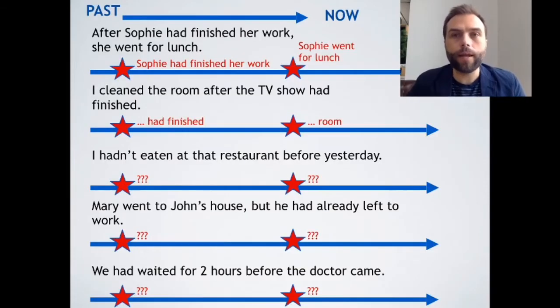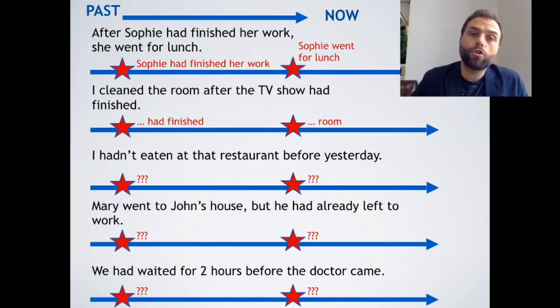Okay. Now, we've got a little bit more about timelines here because timelines are quite useful for tenses. So you can see this blue arrow going from the past to now. Okay, now is actually beyond the red triangle at the end of the arrow. Okay, so the first example, after Sophie had finished her work, she went for lunch. Sophie went for lunch happened in the past, and before that, Sophie had finished her work. So both of these actions are in the past. The first action, Sophie finished her work and then she went for lunch.